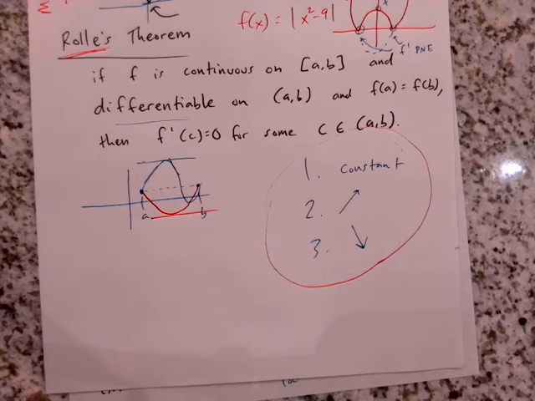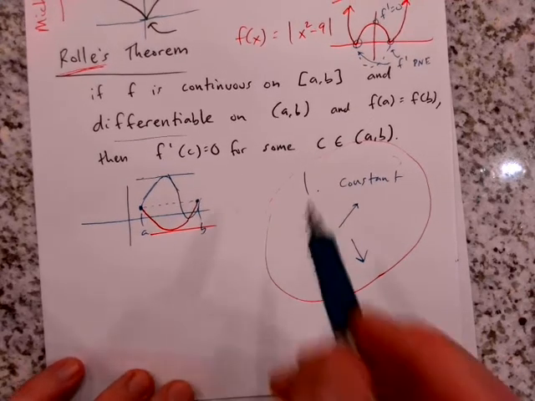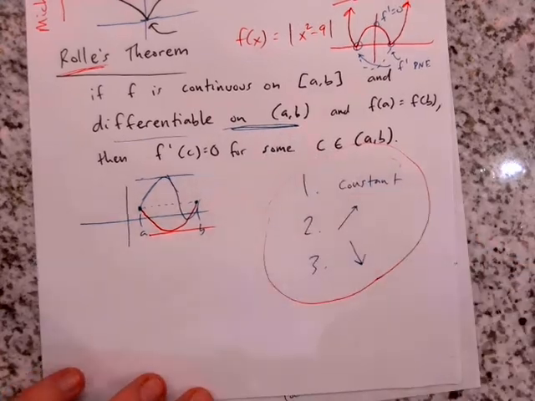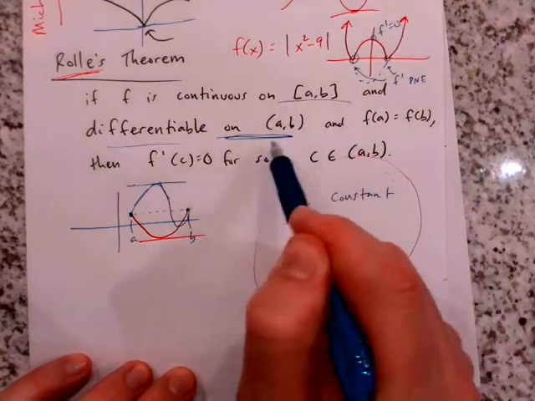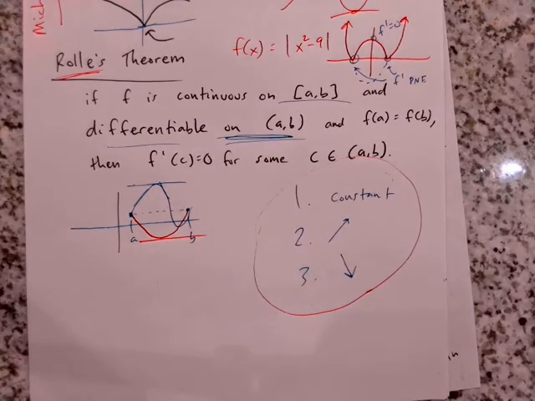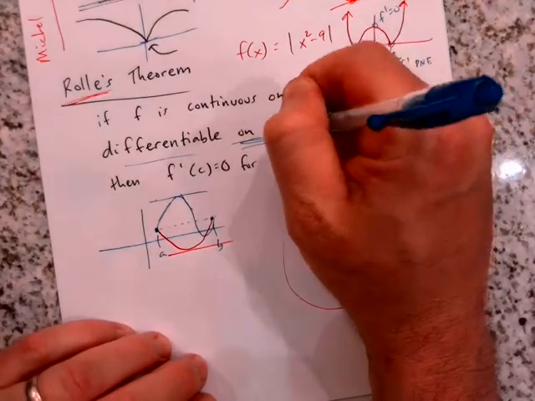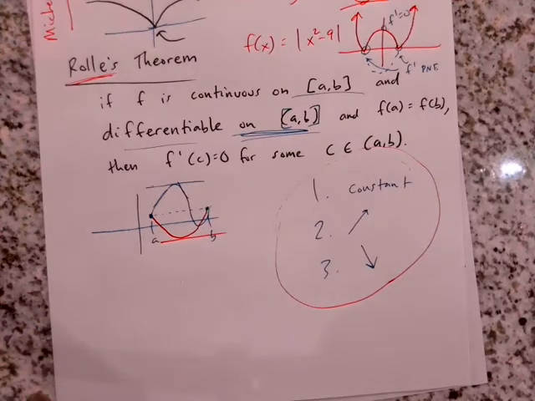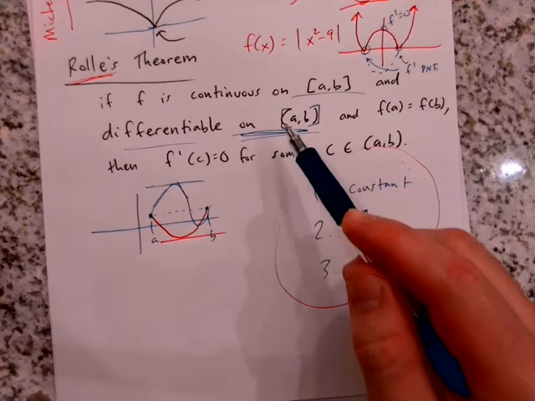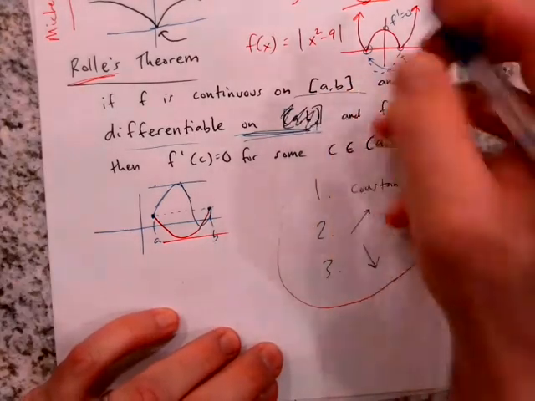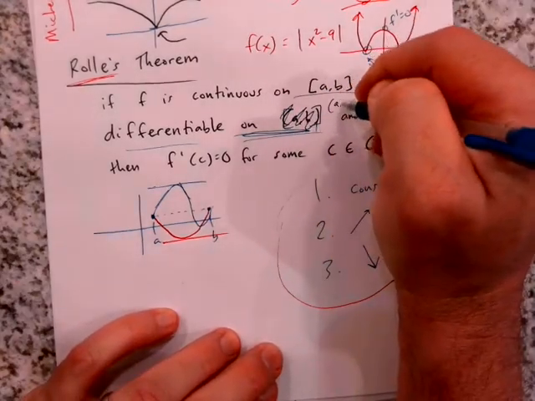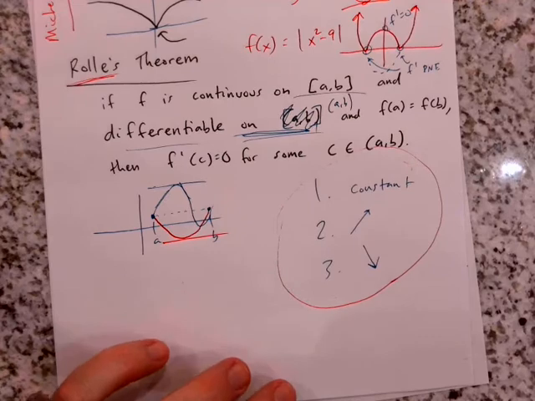One last note before I stop this clip. This part right here, differentiable on the open interval. Sometimes students wonder, how come we need continuity on the closed and differentiability on the open? Well, we could have differentiability on the closed, but you don't need it. That is a more strict condition. But since you don't need that to be true, we keep the most general version of the theorem possible.